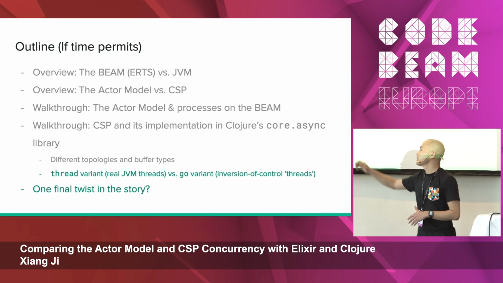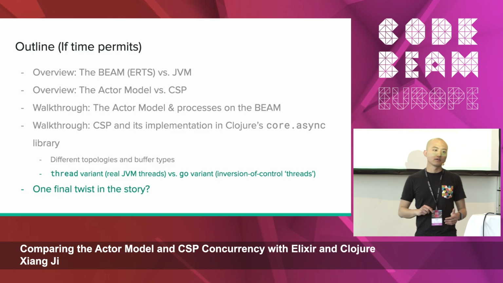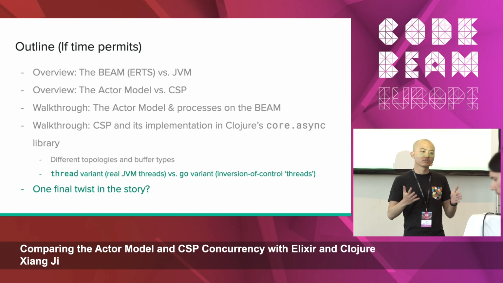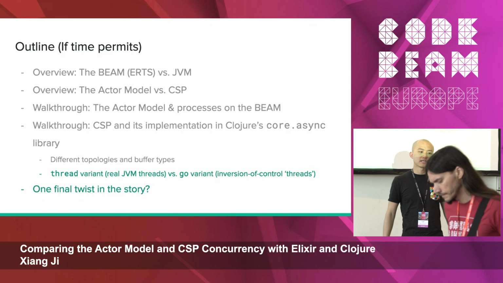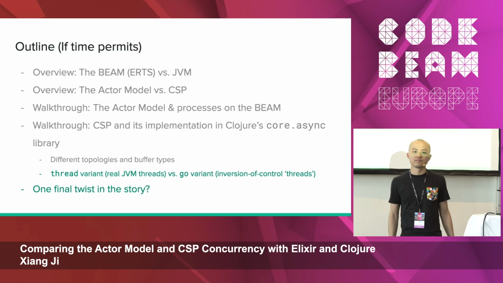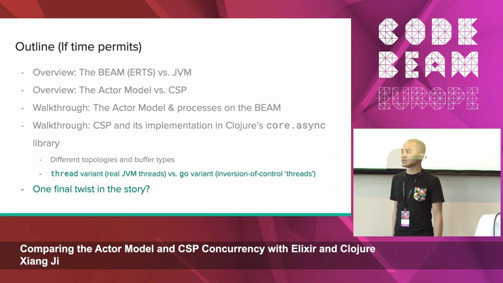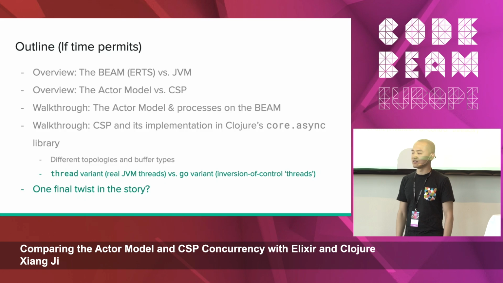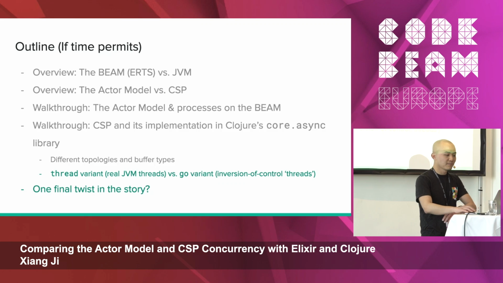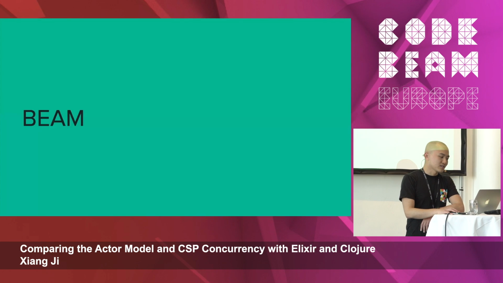The second part is something specific to Clojure core.async, which is somewhat specific to the nature of the JVM. It actually has two variants of the routine, of the process you can do in CSP. If time permits, I will cover that. If time doesn't, then I will just briefly walk through it. And there's actually one final twist I learned at the end of my journey. But if time permits, stay with me until the end. I can get there.